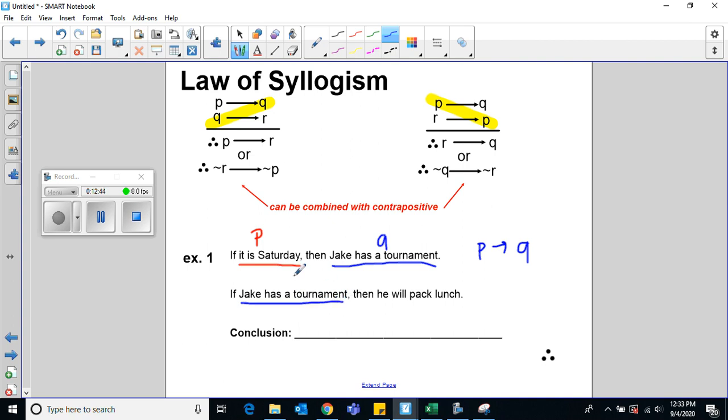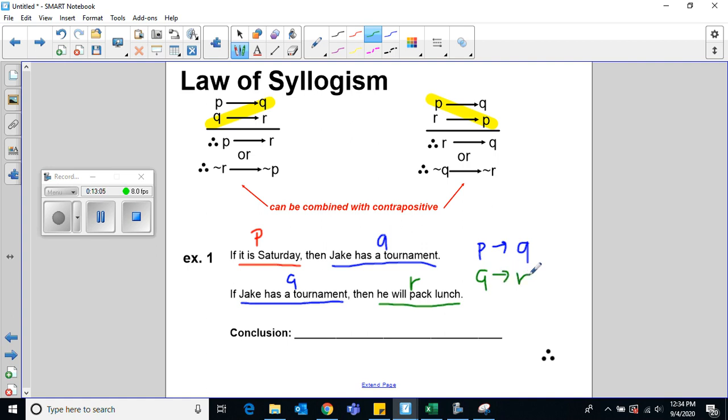So that's Q. And then he will pack a lunch. Well, in no other part have we talked about packing a lunch, so we're going to use a whole different color. And then he will pack a lunch, which is R. So that's something totally new. So we have if Q, then R.